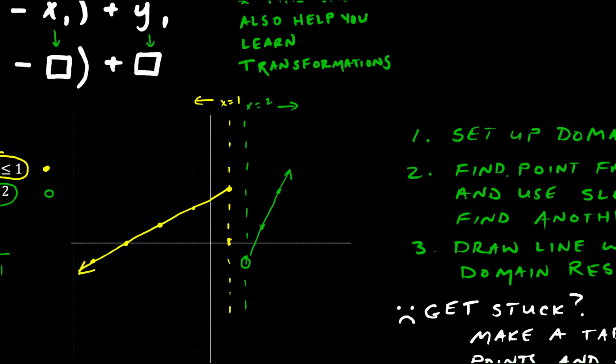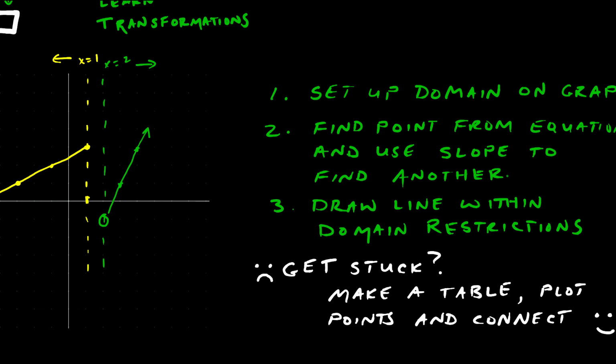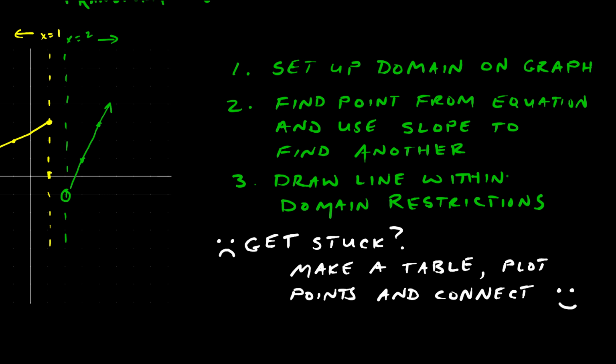So basically, when you're graphing these functions, you're always going to set up the domain on the graph first so you know where to graph. You're going to find a point from the equation you're looking at and use your slope to find another. You're going to draw a line that stays within the domain restrictions. And if you do get stuck, don't worry. You just make a table of values and you plot the points and connect them.